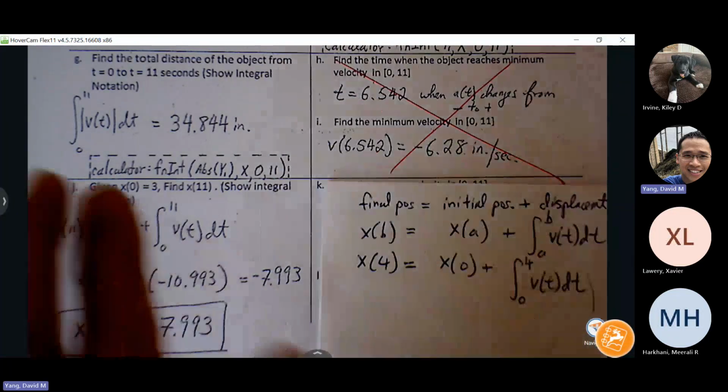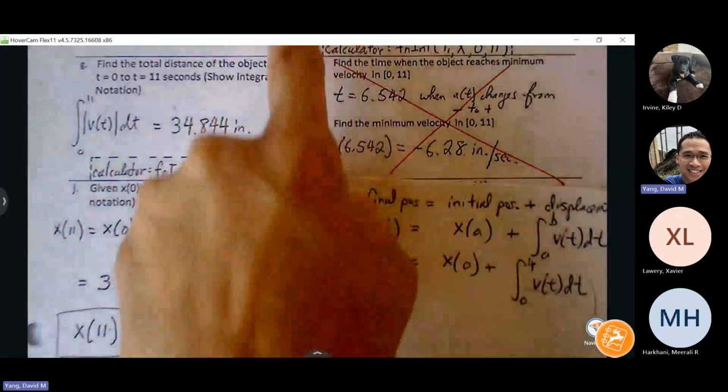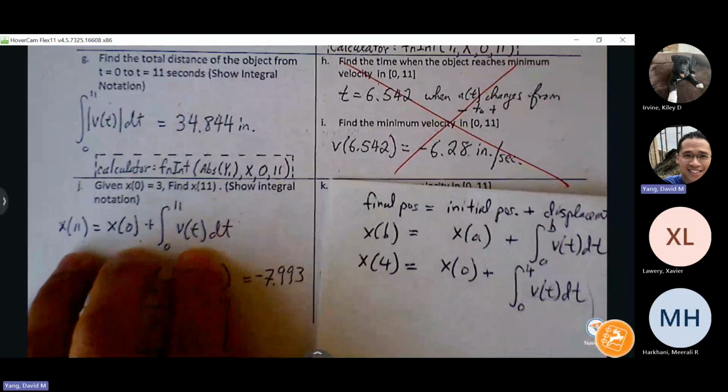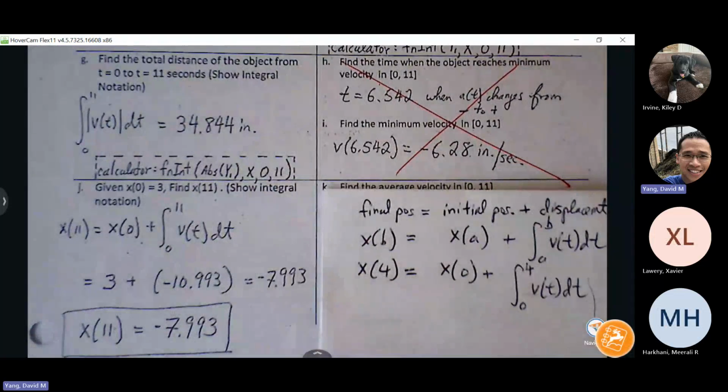Oh, and then on the test, I'm going to ask you to show me your integral notation. Show me this notation. Show me this notation. And show me this notation. Don't just give me the answer. And I'll specify that on the test.